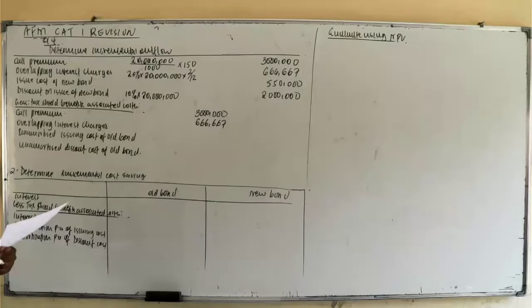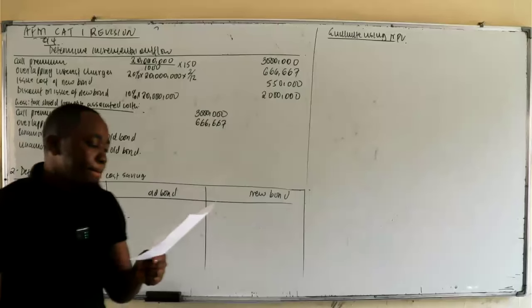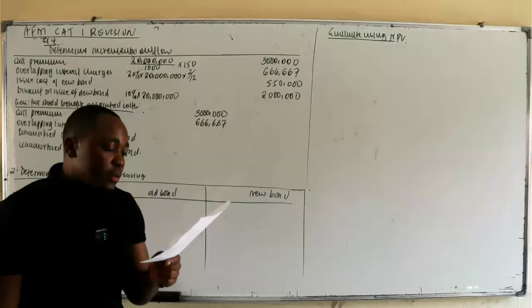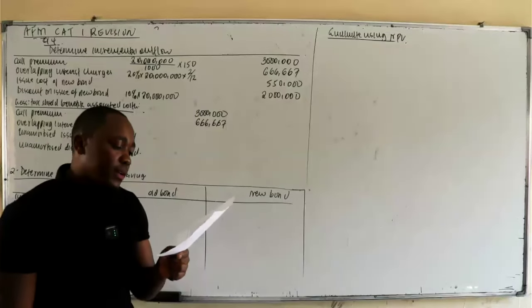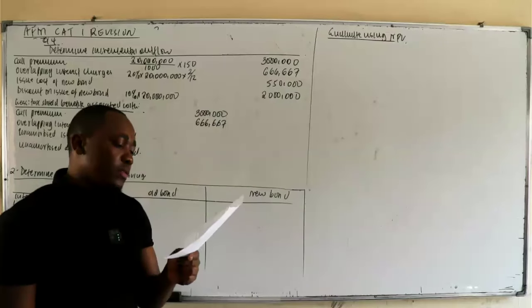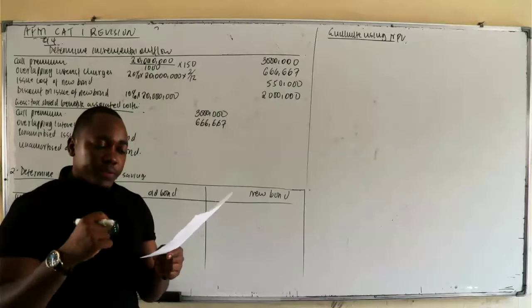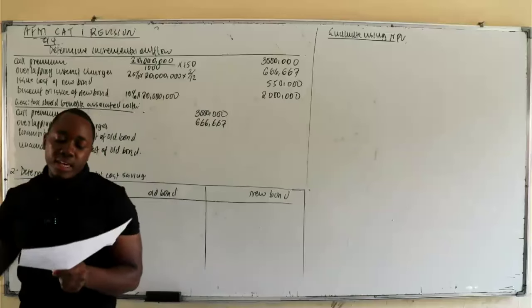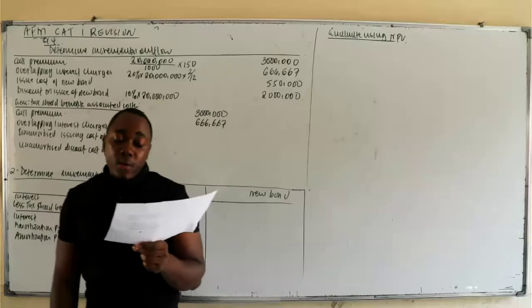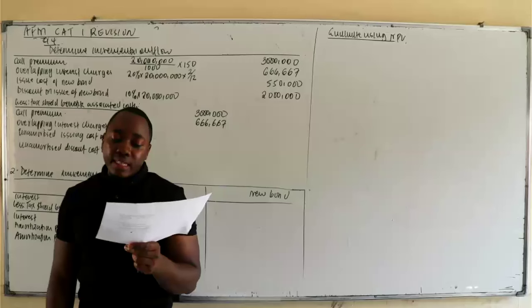Let's go to the old bond. The outstanding 20 million bond has a par value of 1,000 per unit and a coupon rate of 20%. They were issued 5 years ago with a 25-year maturity. So that means we have already amortized this cost for the first 5 years. So now we need the unamortized for the remaining 20 years. They were initially sold at a 5% discount.